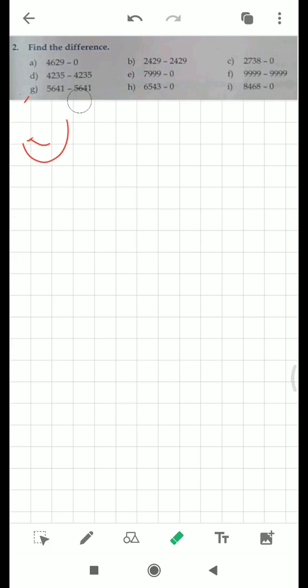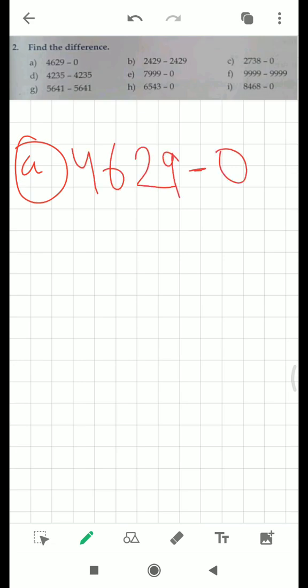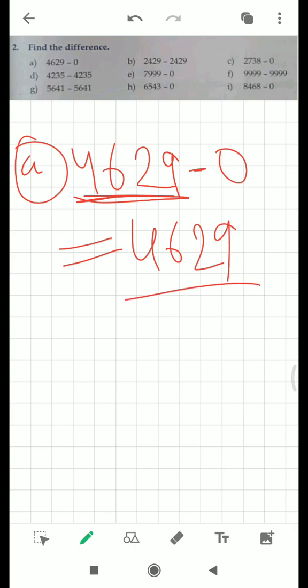You can see in your A part that is 4629 minus 0. That 0 means nothing. We are not taking out anything. हम कुछ भी नहीं निकाल रहे हैं, तो वापस यही बचेगा ना 4629. Simple. All the sums like this, this, and this, all will be done in the same way. They'll have the same answer.